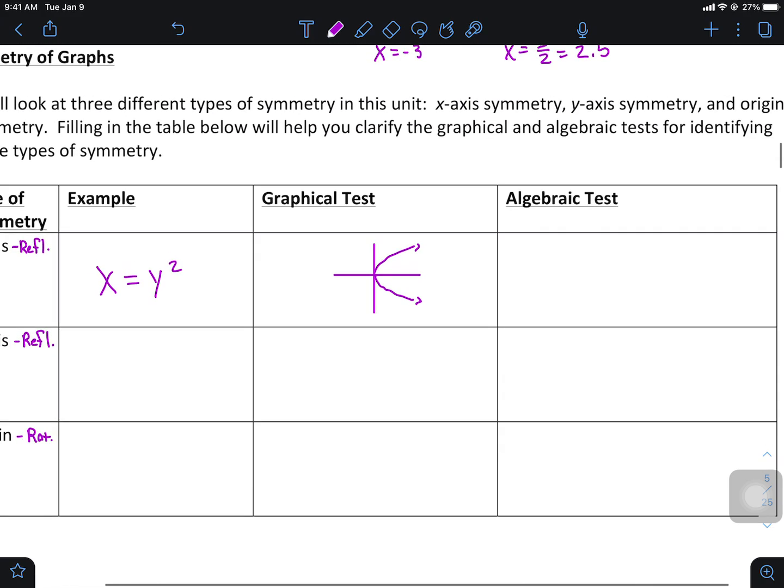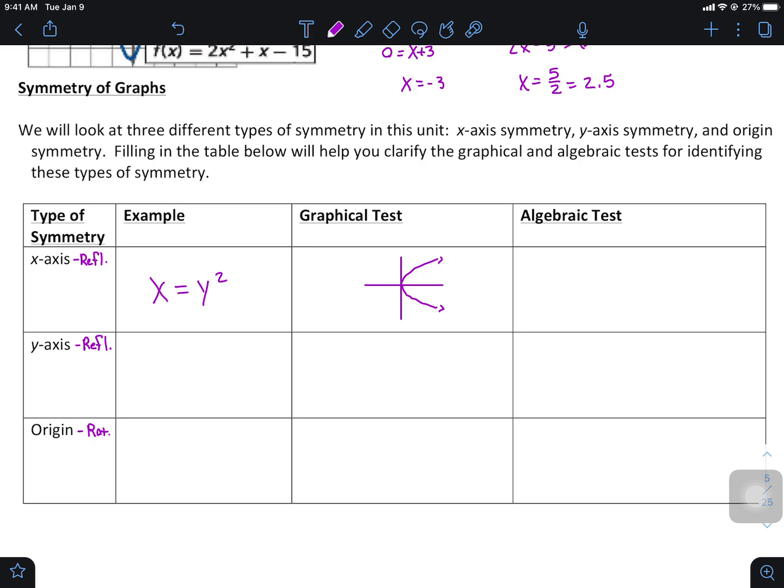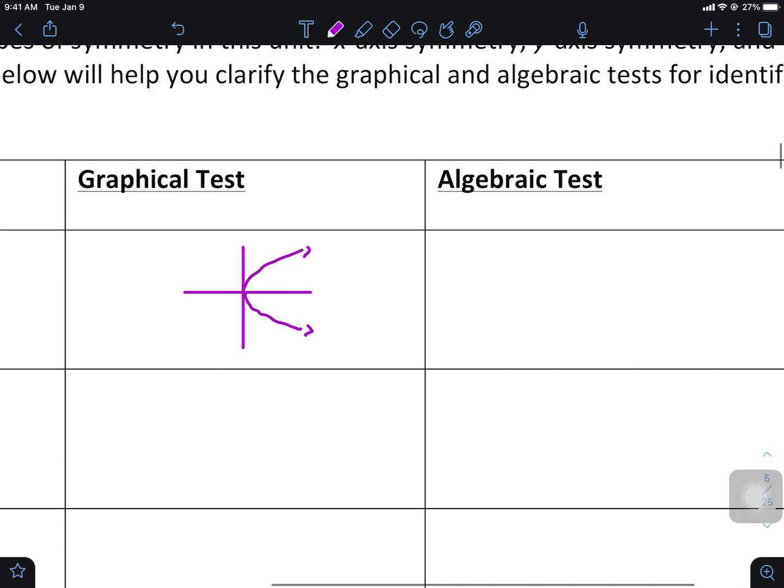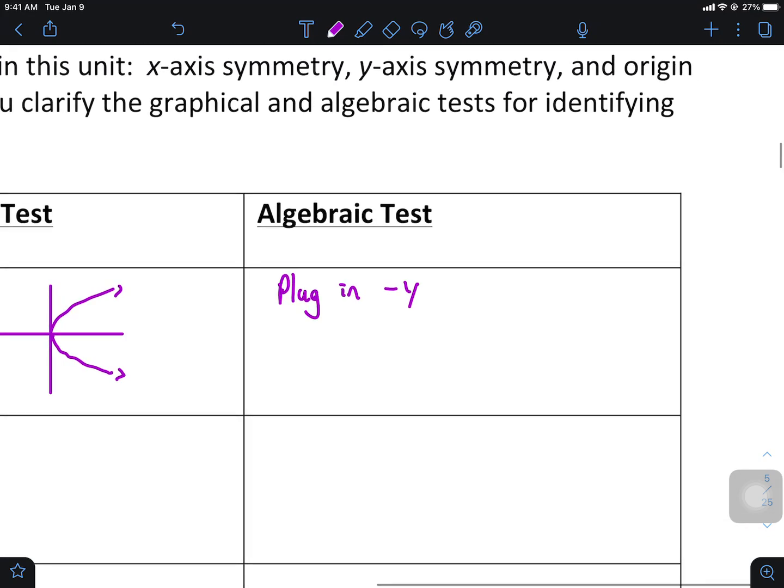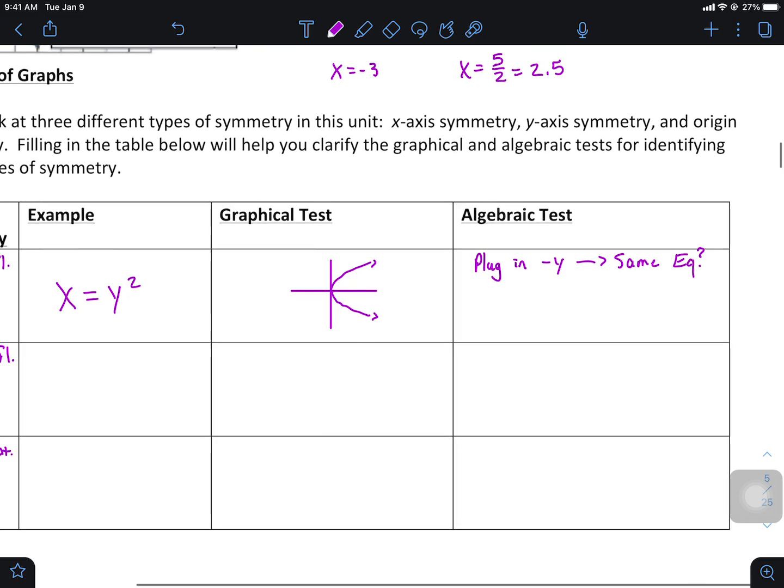And algebraically, if you want to test and see if something has x-axis symmetry, what you need to do is plug in negative y, and then you need to see if that comes out to the same equation or not. The same equation or relation, whatever you got there. So let's try it out here with this.